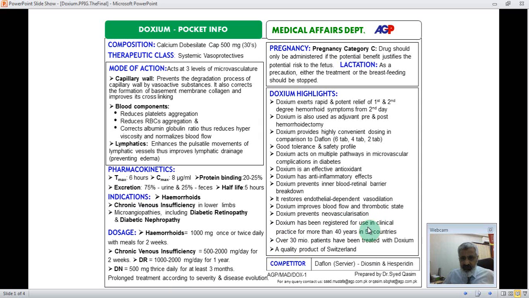Doxium has been registered for use in clinical practice for more than 40 years in 55 countries, and over 30 million patients have been treated with Doxium. Doxium is a quality product of Switzerland. The main competitor of Doxium is Daflon, which contains diosmin and hesperidin. Daflon is a product of Serbia.